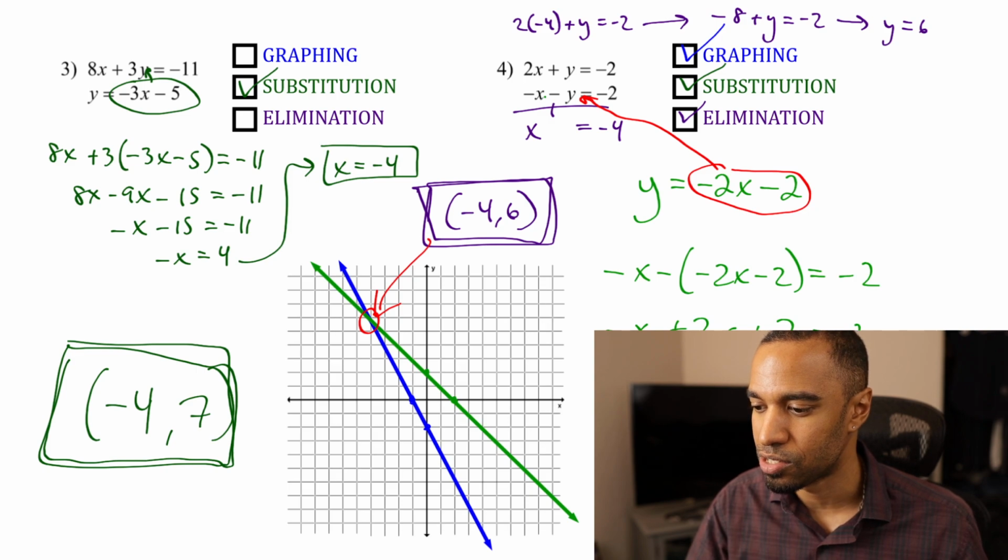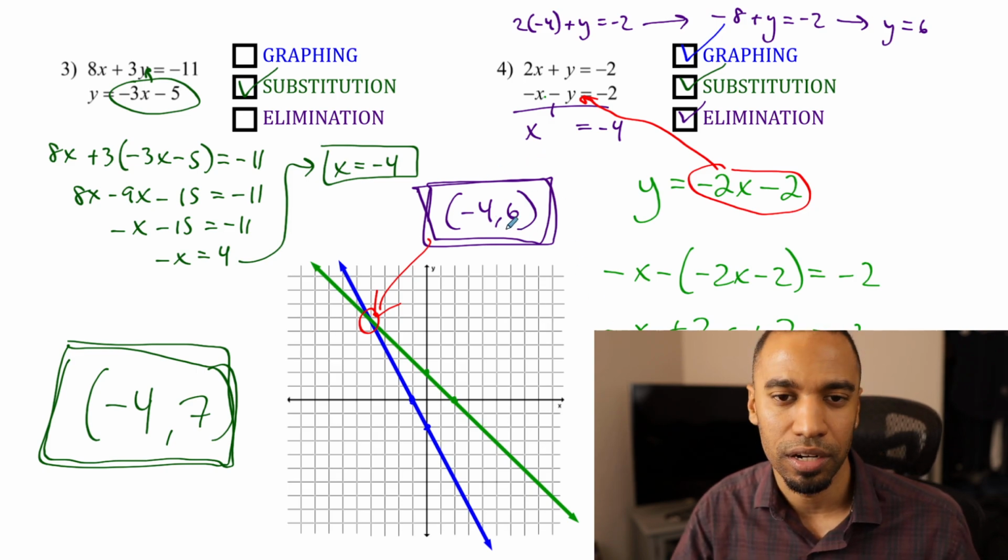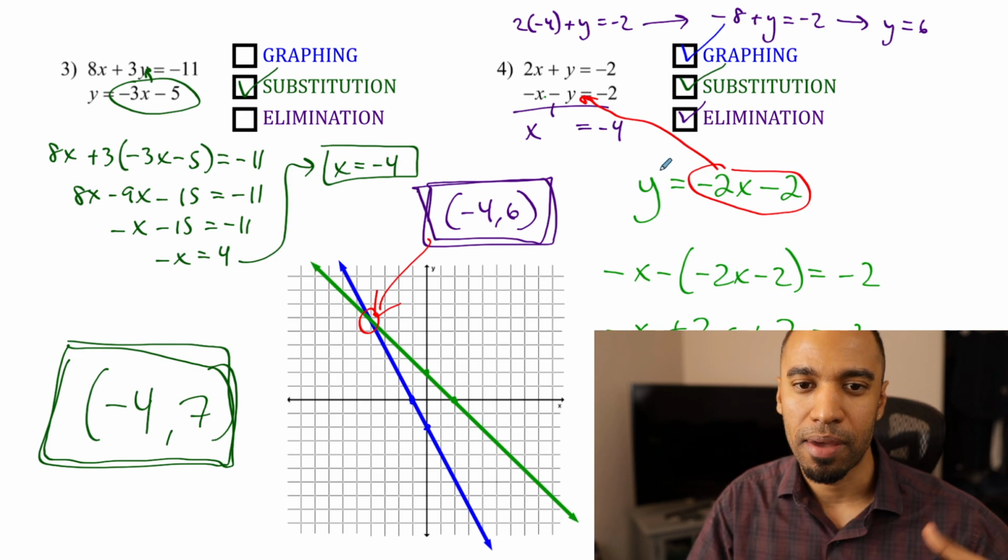Minus 2 is 6. Y equals 6. We get our solution there, negative 4, 6. Three different methods there, all viable.